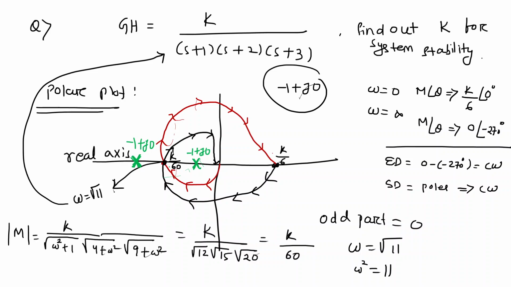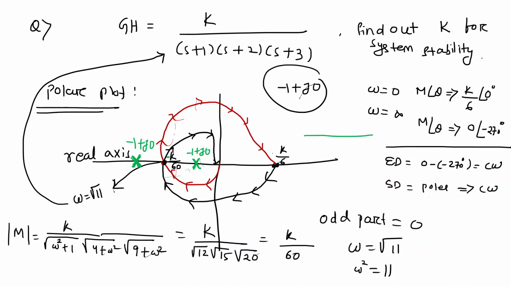So tell me, out of K by 60 or -1, which is greater? This is the negative axis, not the positive axis. If this is -1 plus J0, this is also not K by 60. This is minus K by 60, right? Because it is on the negative axis. So tell me, out of K by 60 and -1, on this line, which one is greater? Is the -1 point greater or is the K by 60 point greater? K by 60 point is greater, right? Yes or no? Yes, for the system to be stable, K by 60 must be greater.